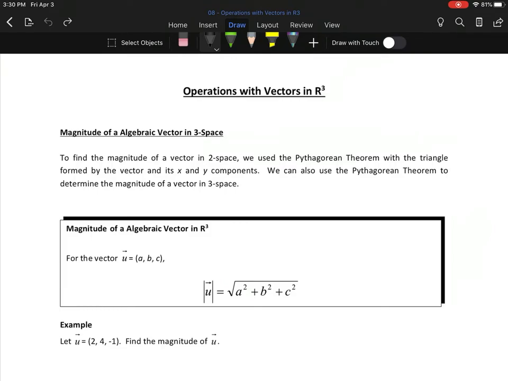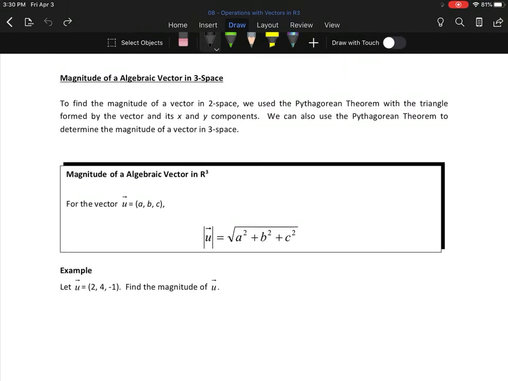To find the magnitude of a vector in 2 space, we use the Pythagorean theorem with the triangle formed by the vector and its x and y components. We can use the Pythagorean theorem to determine the magnitude of a vector in 3 space. Look at this. Amazing. If you've got a vector u equals a, b, c, if you want to find its magnitude, you use the Pythagorean theorem, but in 3D. Look at that. Square root of a squared plus b squared plus c squared, where the c is the z component of the vector.